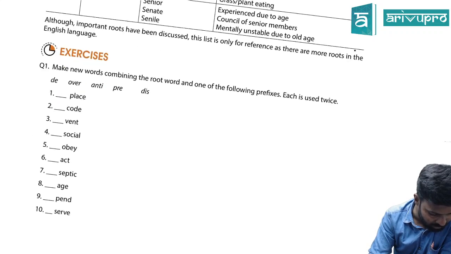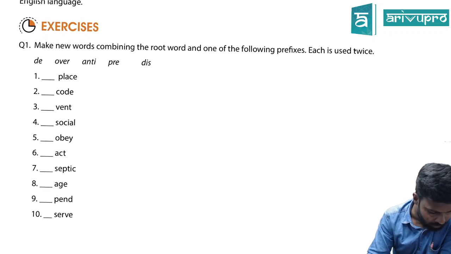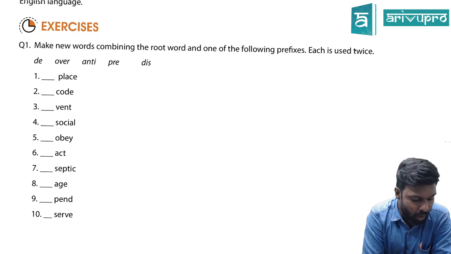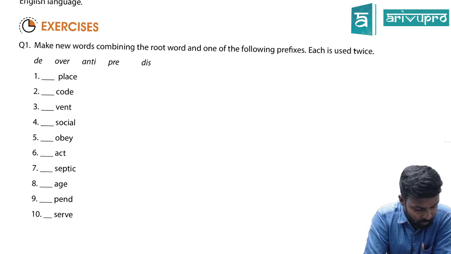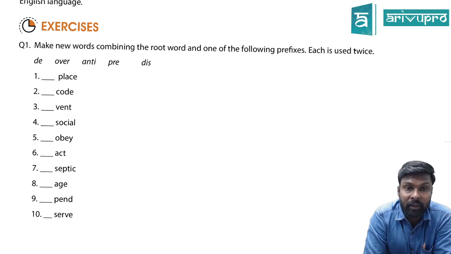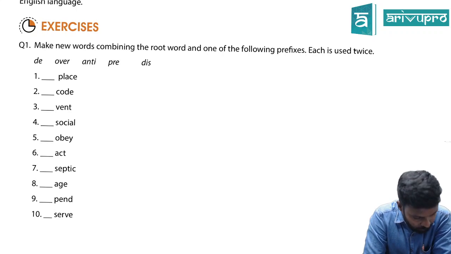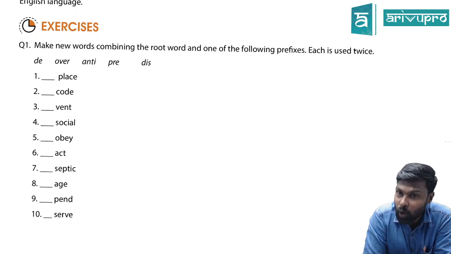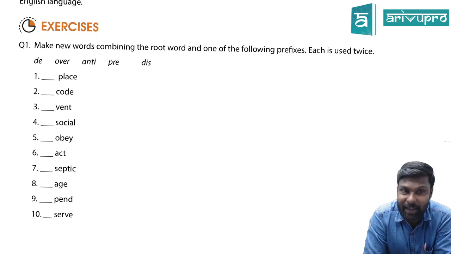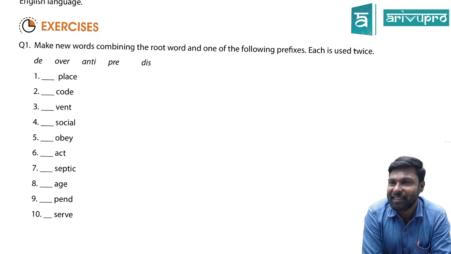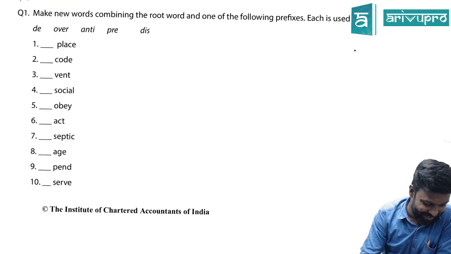Okay, now I want you to take this exercise and let's see how many of you can answer it. Number one, displace. Number two, decode. Number three, prevent. Number four, antisocial. Number five, disobey. Number six, overact. Very good. Number seven, antiseptic. Number eight, overage. Not pre-age, overage. Next one, depend. Last one, preserve is also right. Deserve is also right.